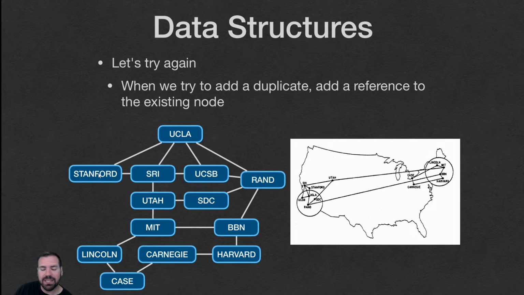So instead of Stanford having SRI as a new child node, let's forget the idea of trees where everything goes down from the root and allow these connections to existing nodes. So Stanford can have a connection to SRI that exists as a node that is also connected to UCLA. Forget about UCLA being the root of the tree and just treat this as a whole bunch of nodes that can have references to any other nodes. And this is going to be our graph.